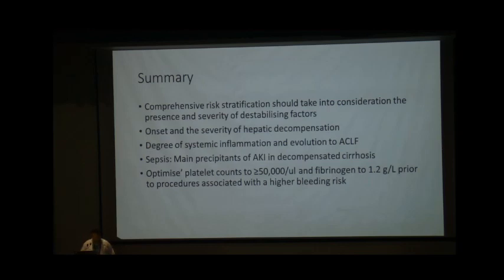So a comprehensive risk stratification should be taken into consideration to identify and stabilize the destabilizing factors in the hemostasis. Coagulation failure basically marks the onset and can characterize the severity of hepatic decompensation, and it is the inflammation which is related to coagulation failure and evolution to ACLF. Sepsis and kidney injury are the main precipitants of coagulation failure in decompensated cirrhosis. In resource-limited settings, optimizing platelets to 50,000 and fibrinogen to 120 prior to the procedure may help in reducing the bleeding risk.